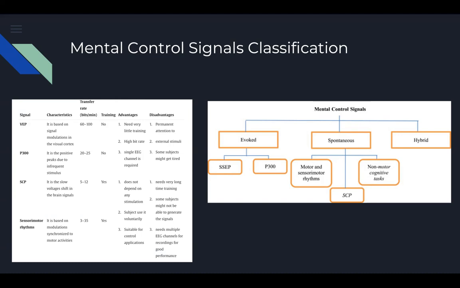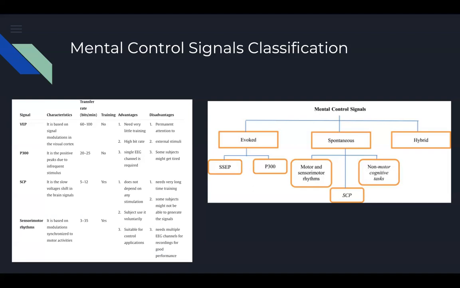So motor and sensory rhythms are like when you are going to move your muscle with bone, like running, walking, doing some stuff which involve rotating your body or your arms. SCP is actually an EEG signal which is generated by the cortex. Non-motor signal is a signal generated when you are imagining, thinking, or calculating something.